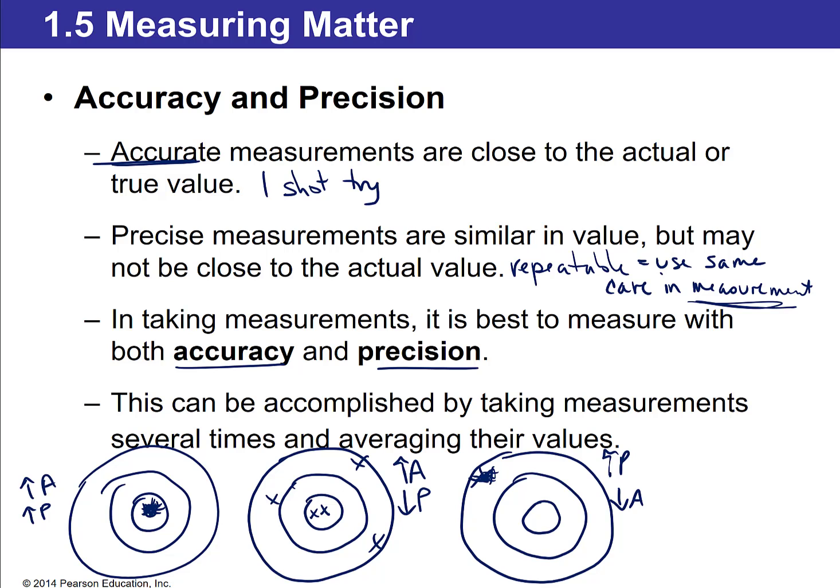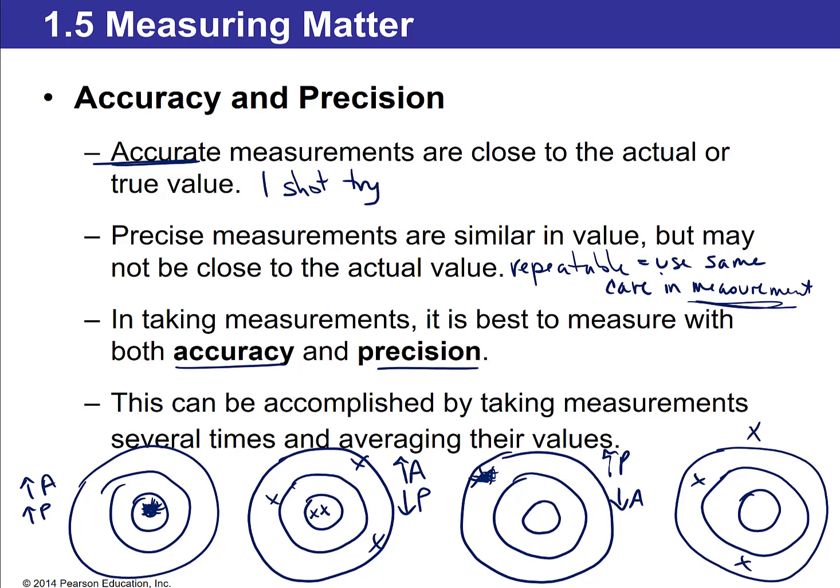And then what if I have neither? Where would I see? What if I'm not accurate or precise? Yeah, you'd be like this. Okay, nowhere near the center and nowhere together. So having it totally scattered.